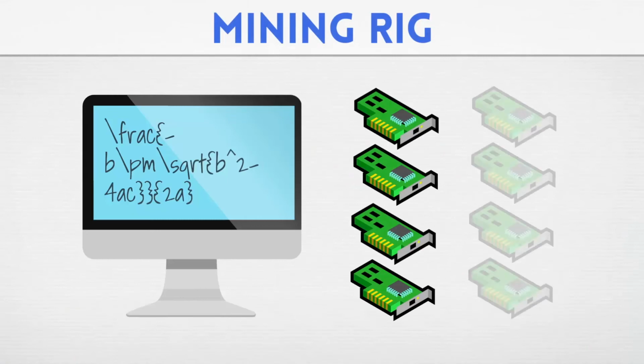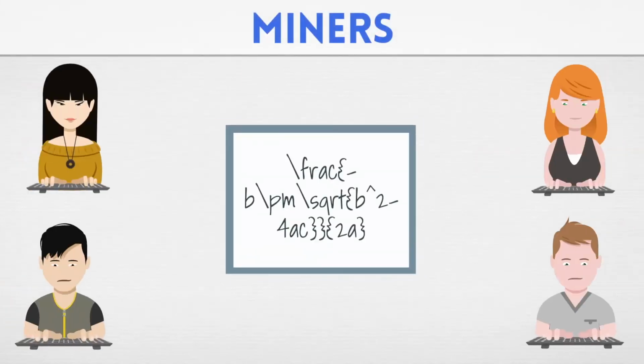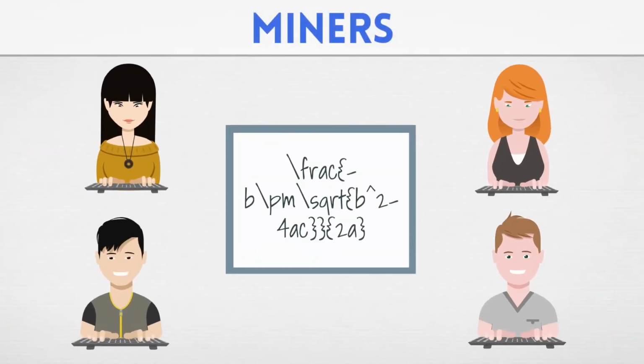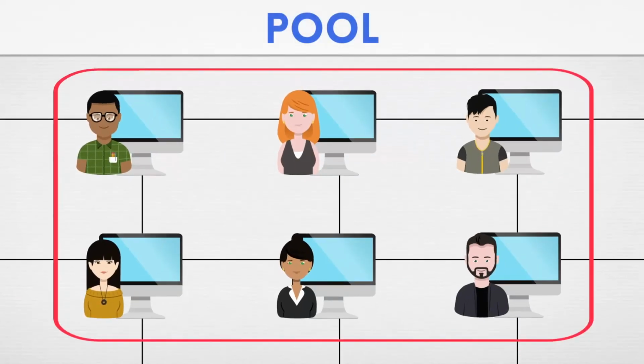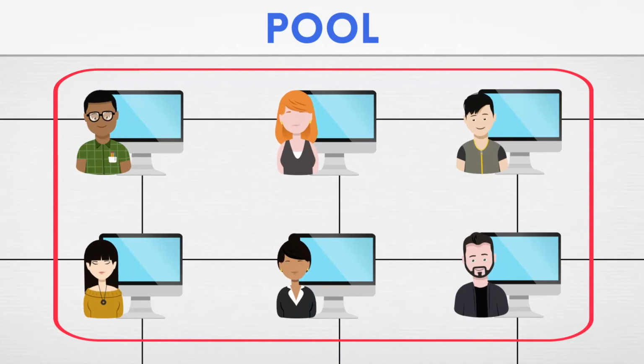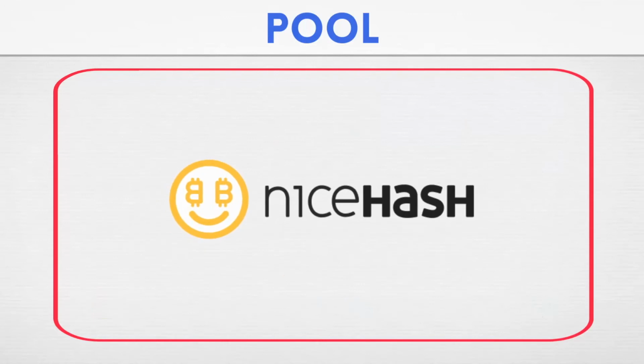A mining rig is just one or more graphic processing units set up in a sequence to solve this problem. Miners are the people that solve the cryptography puzzle. A pool is when a lot of miners come together and combine resources to perform quickly and more effectively. An example of a pool is Nice Hash, and there are so many other pools online.